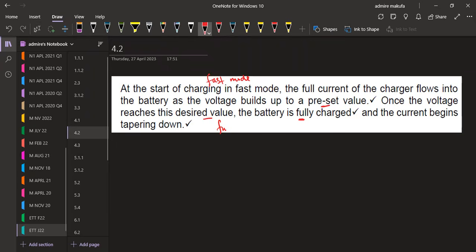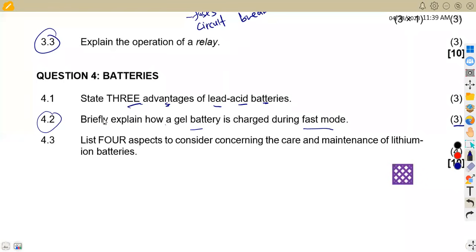The last part of question 4 was to list 4 aspects to consider concerning the care and the maintenance of lithium-ion batteries. So what are the aspects that you need in the maintenance? Take note, this is on maintenance of lithium-ion batteries. Here I've got some of the points that you can use. Just pick any 4 from these ones.